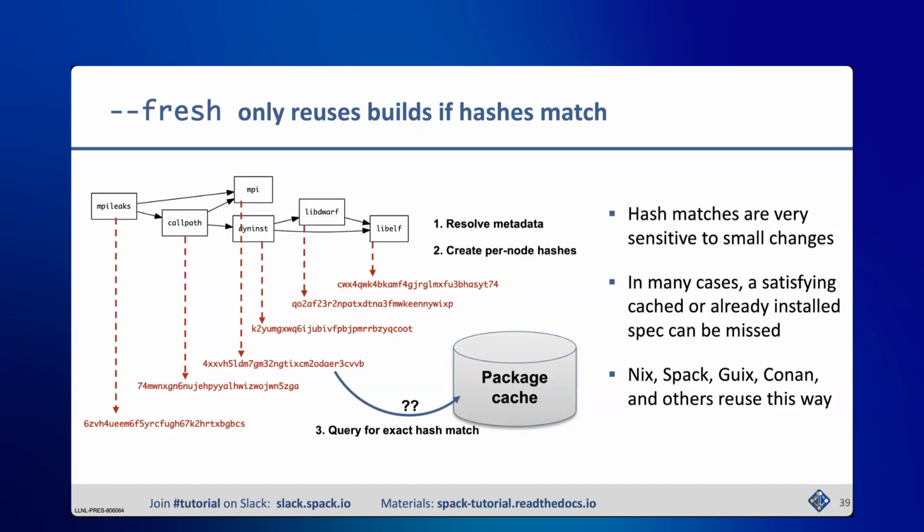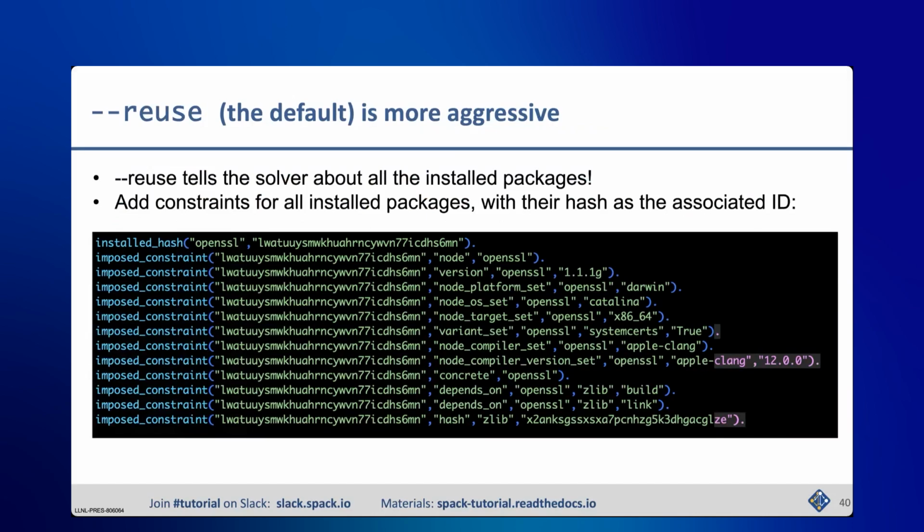CMake version 3.2.1 is probably fine if you have 3.2. If the latest is 3.2.2, you can probably build with the one that you have installed. So we don't want to be as sensitive to all those version changes. So now reuse is the default, and it's a lot more aggressive. And essentially what we're doing internally in Spack is we're telling the concretizer, through these facts about all the installed packages, hey, here's a hash. Here's all the things that you need to know about it so that you can check compatibility.